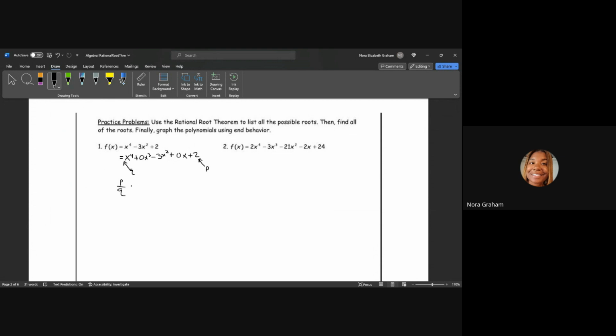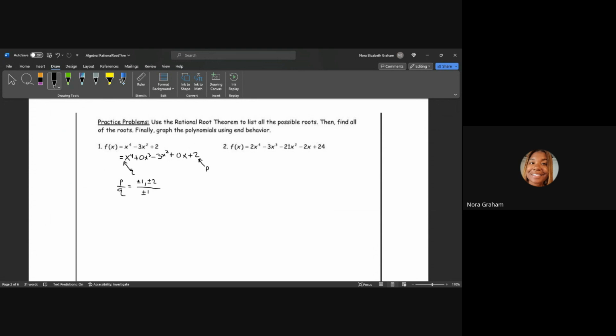All right, so let's list out all of our p's first. So I'm listing out all my multiples of 2, okay? So I have plus or minus 1. That's a multiple of 2. Also plus or minus 2. That's a multiple of 2. And then for my q, all my multiples of my q are just 1, so just plus and minus 1.